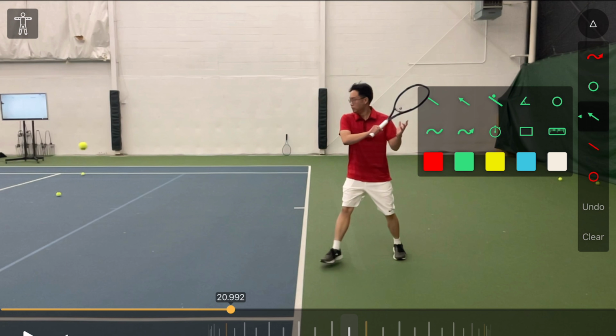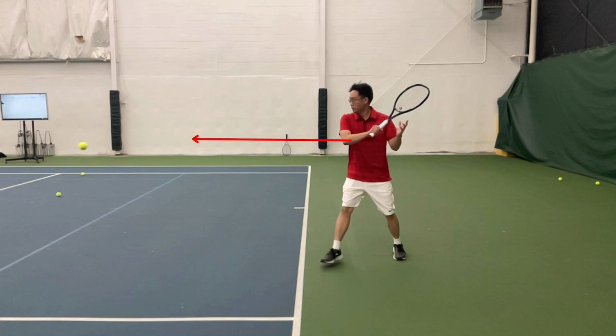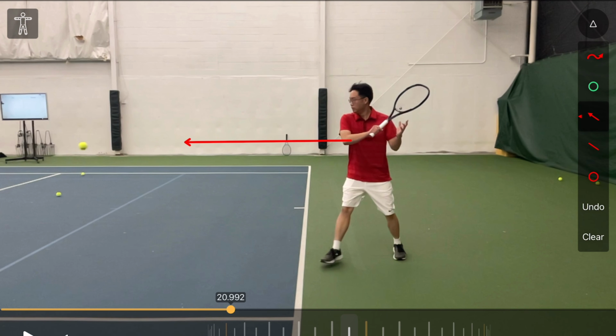Let me get a different color here. How much energy is going through the ball in this direction, and you have your vertical force. Either the racket at contact is going to be coming up in this direction, or it's going to be coming down in this direction. Upwards is for topspin, and downwards is for slice. So very generally, very broadly speaking, you have those two forces.